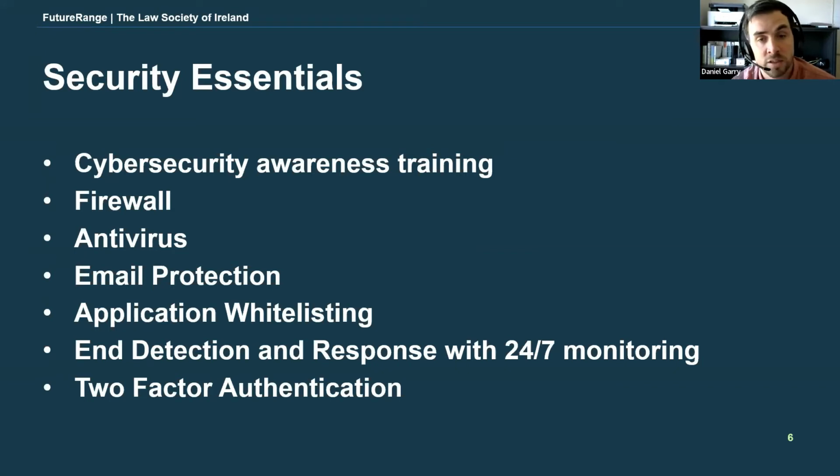So that was the first point, and it would have stopped it. The second point, at least they had application whitelisting, which was brilliant. So that did stop it.